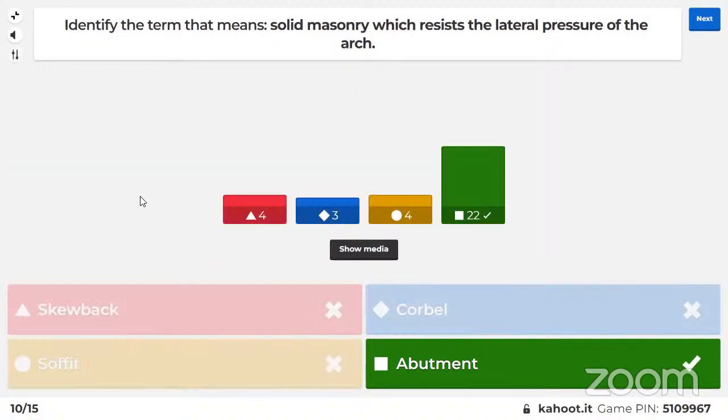All right, solid masonry which resists the lateral pressure of the arch is called abutment.